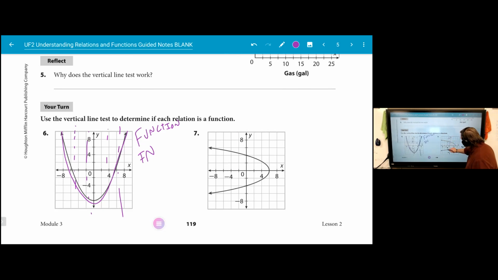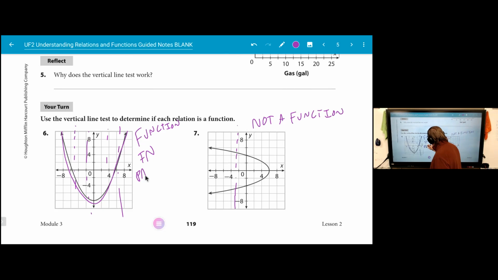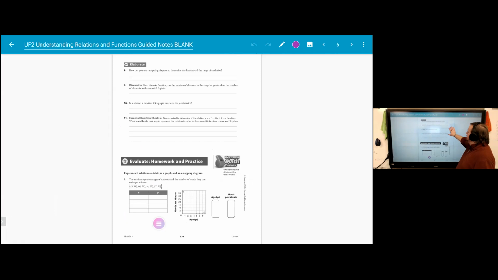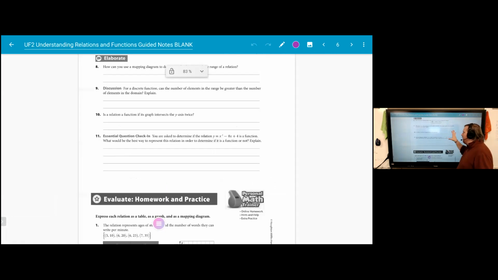Number 7, right away. Not a function. Why was number 6 a function? It passes the vertical line test, or it passes the VLT. Number 7 is not a function because it fails the VLT, the vertical line test. That's what I got for you on this one. We've already gone through these things as in our discussion.